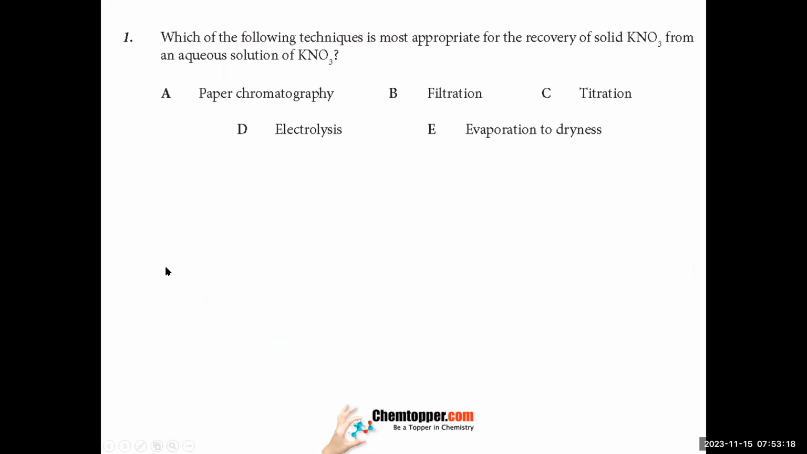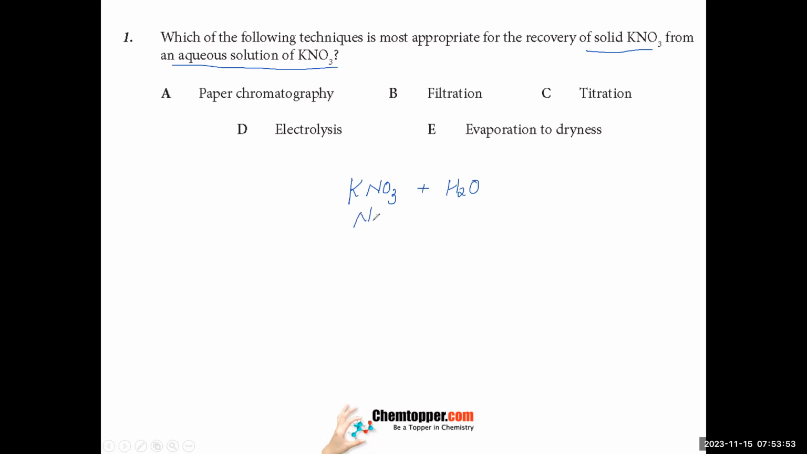Okay. These are the questions based on all techniques. Difference in solubility, difference in boiling point, volatile, non-volatile, is based on all the different techniques which we have done. You want to recover KNO3 from an aqueous solution of KNO3. Means there is KNO3 ionic compound mixed with water. How to separate it?